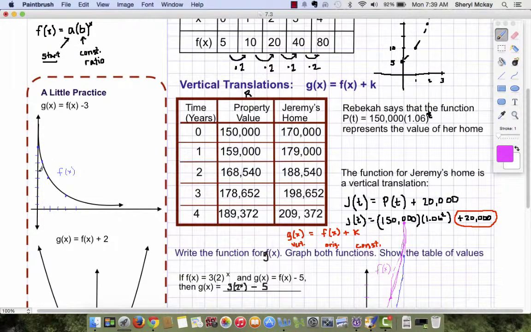1, 2, 3. And then I'm going to take this one and shift it down 3. 1, 2, 3. And I'm going to take this one and shift it down 3. 1, 2, 3. And you can see that my function g of x is just a vertical translation, all right? So I've just shifted it down. So this is g of x.